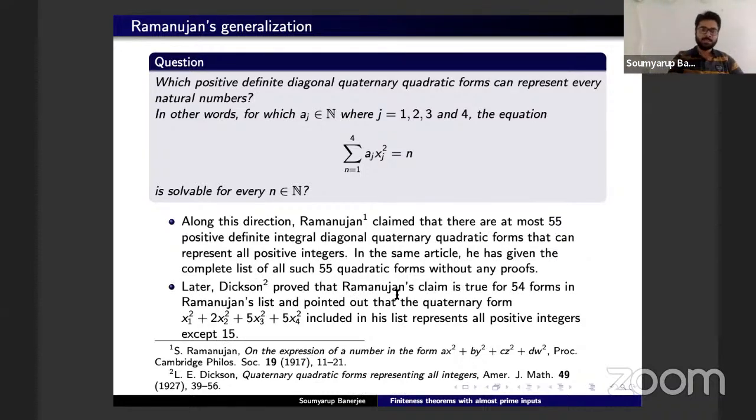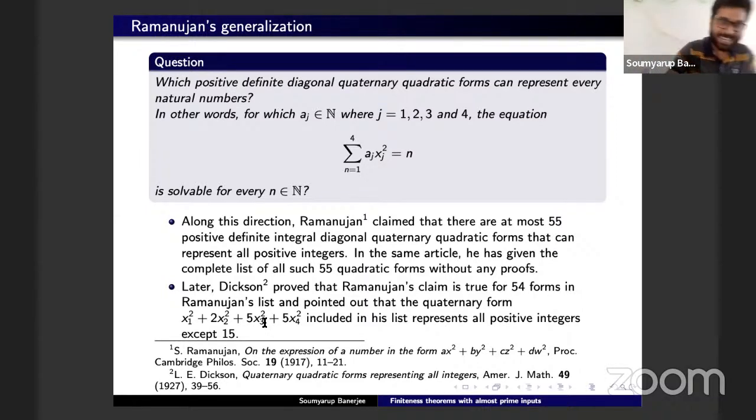Later Dixon proved that Ramanujan's claim is true for 54 quadratic forms, except one quaternary quadratic form. Which one? That one is x1 square plus 2x2 square plus 5x3 square plus 5x4 square. Why is this not true? Because this particular quadratic form can represent every positive integer except 15. So Ramanujan only missed this particular number for this particular quadratic form. This is the remarkable thing from Ramanujan, that's what we number theorists believe.